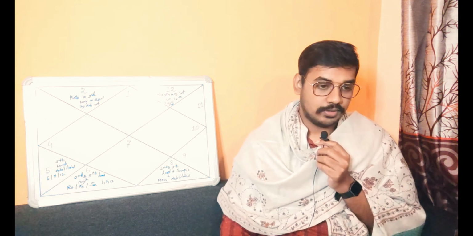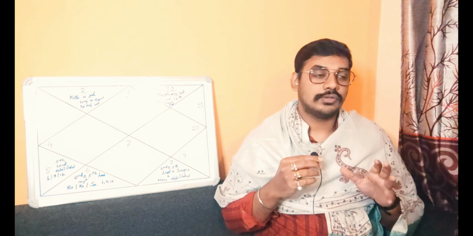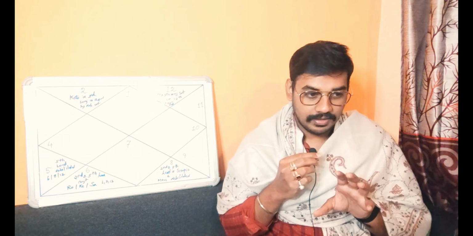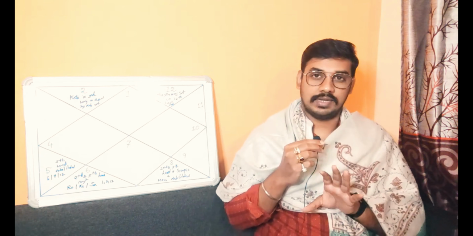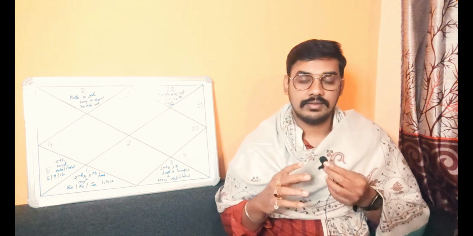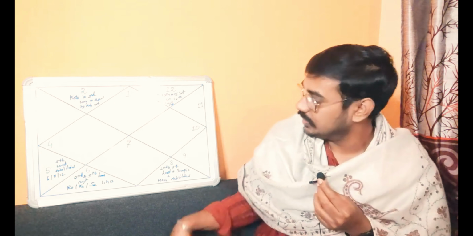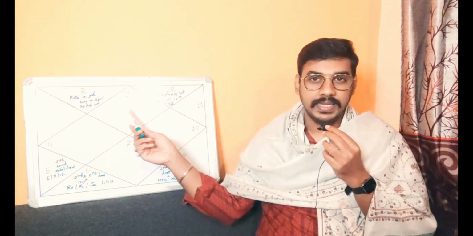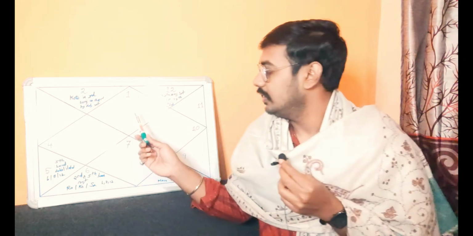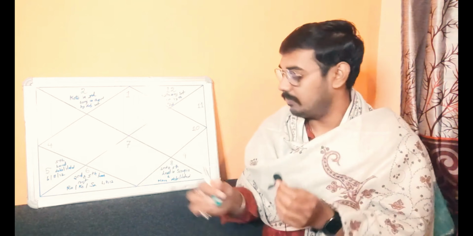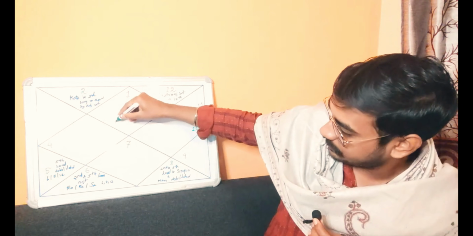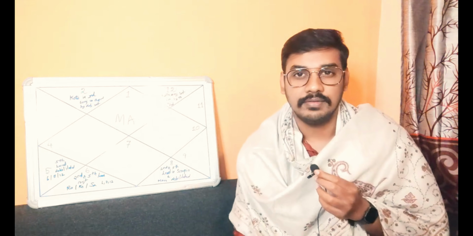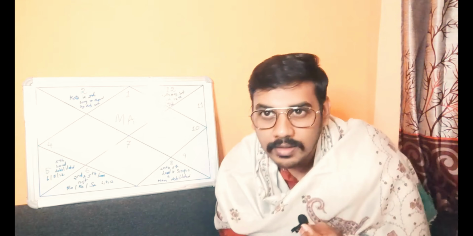So let's get into the topic. Here I will take the example of 2 or 3 divisional charts. Let's consider that you are an Aries ascendant. And being an Aries ascendant, you have Mars in the first house of your horoscope.